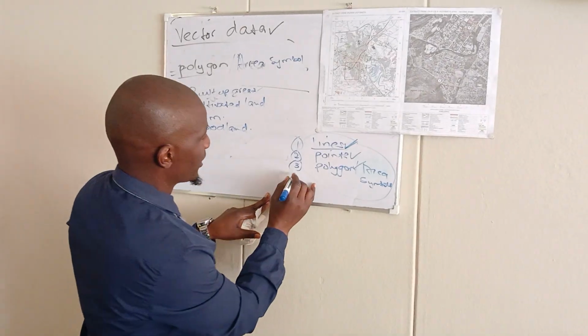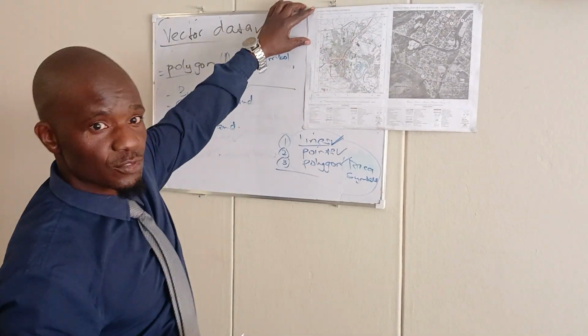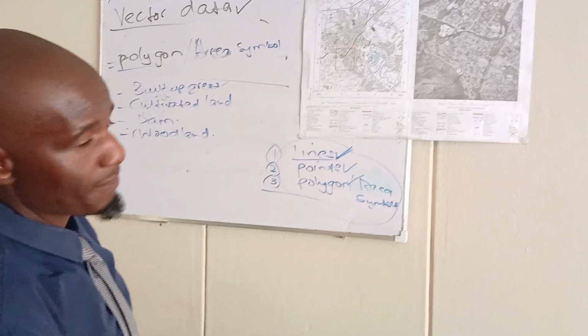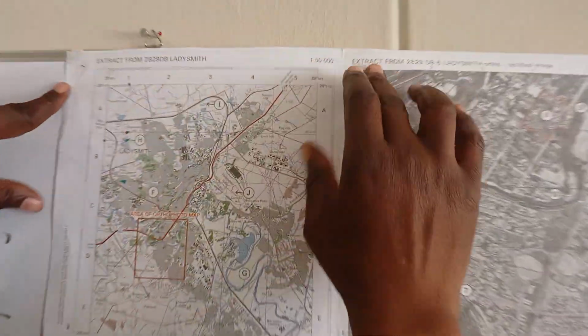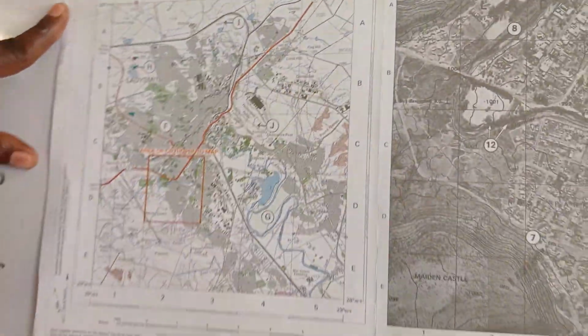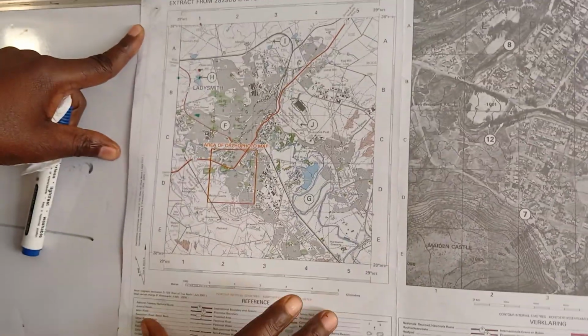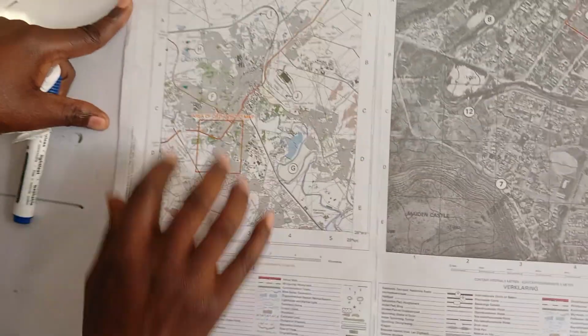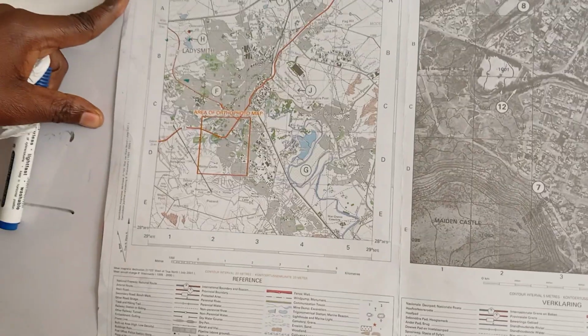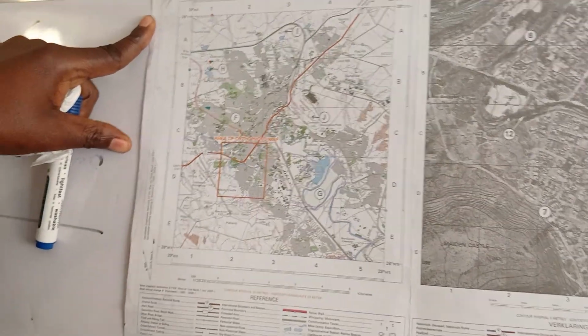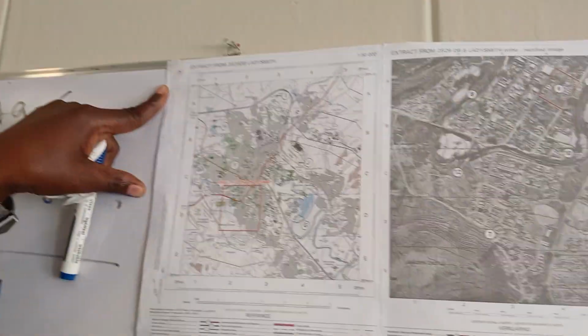That's what we have. Okay, so just to try and also illustrate on the map, you can see this is our map, which is our topographical map. And the data or information that is shown on a topographical map is known as what? Vector data. It is also part of what we call spatial data.